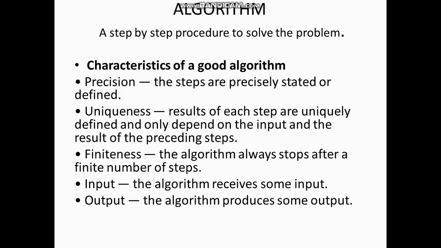The third is finiteness. Each algorithm has a definite number of steps, a finite, fixed number of steps. Then the fourth point, the algorithm receives some input given by the user. And the last, final point, the algorithm should produce the output. It may be of any data type.